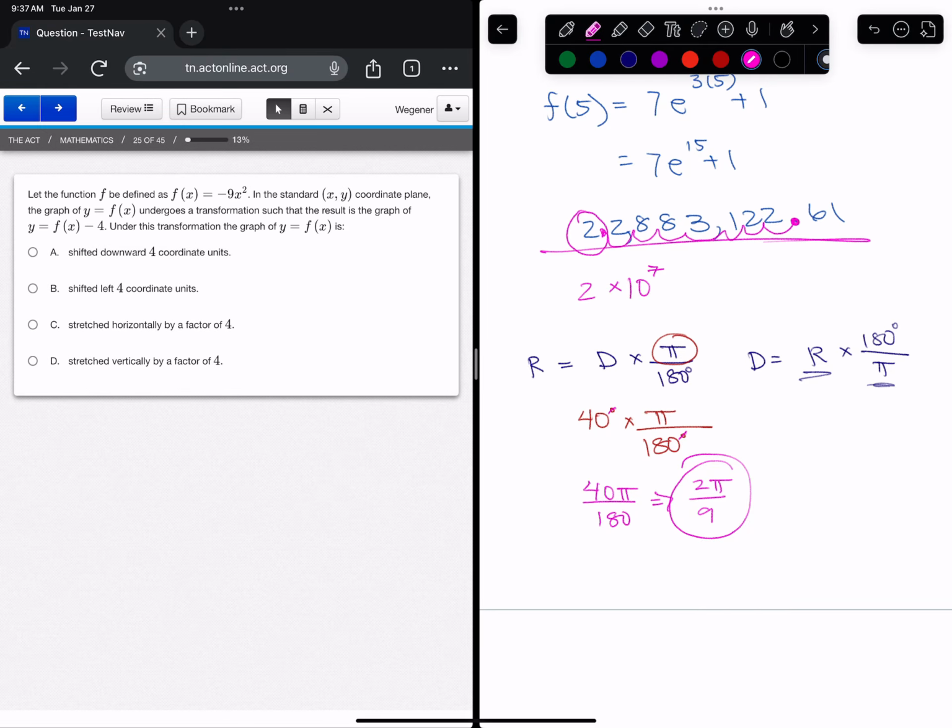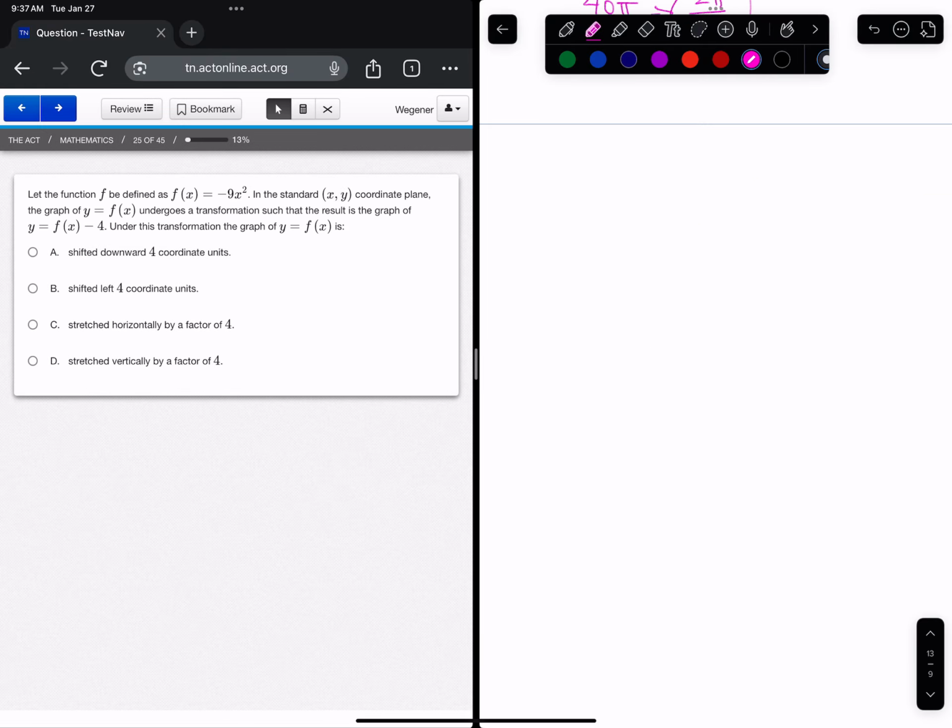All right, next one. All right, question number 25 looks complicated, but it is honestly the easiest question that you will get on the ACT, okay? This is a transformation problem. So let the function f be defined as f of x equals negative 9x squared in the standard x and y coordinate plane. The graph of y equals f of x undergoes a transformation that results in y equals f of x minus 4. Under this transformation, what happens?